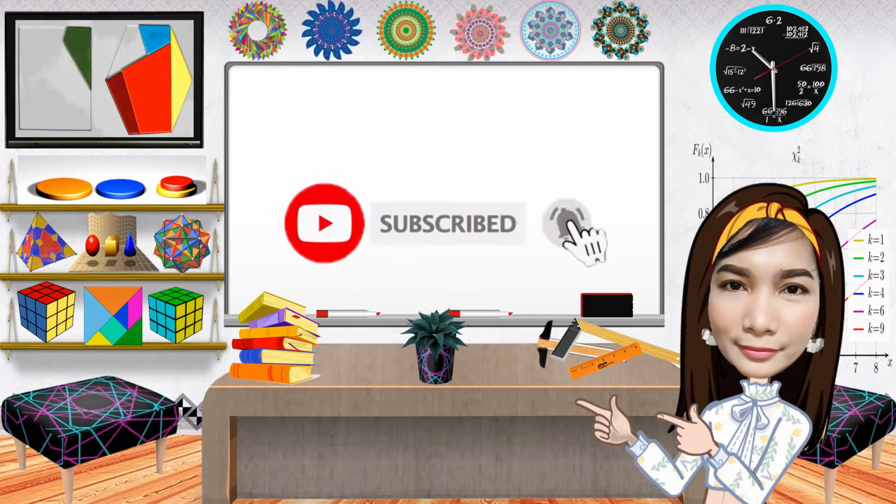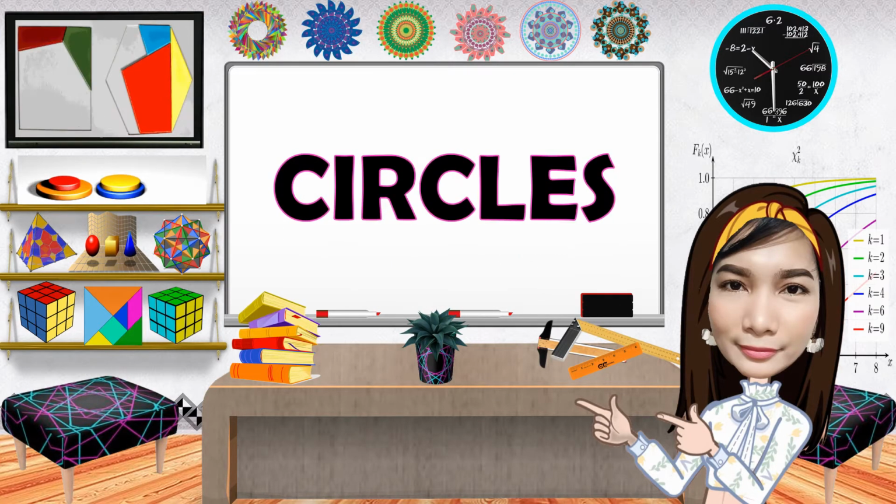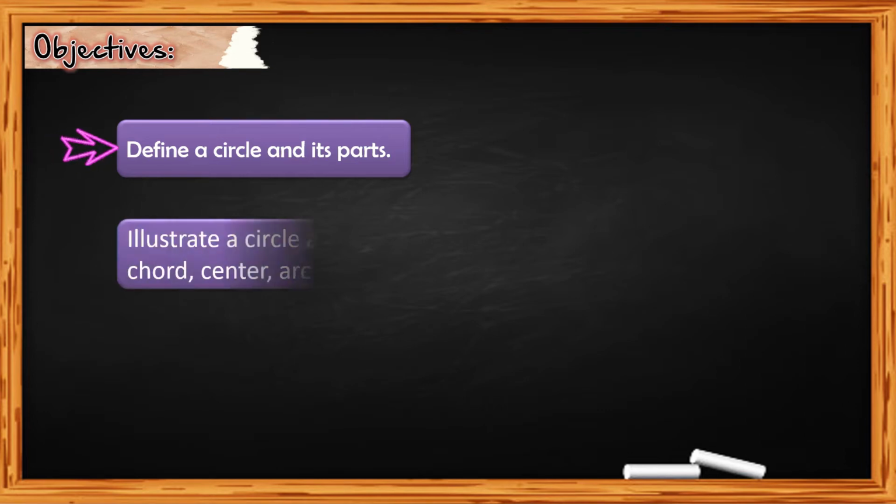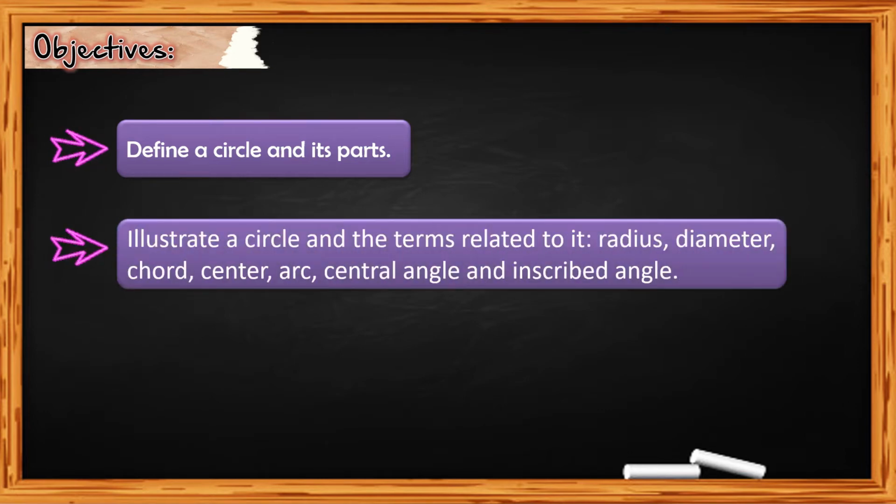In this lesson, you will learn about circles. At the end of this lesson, you are expected to first, define a circle and its parts. Second, illustrate a circle and the terms related to it, such as radius, diameter, chord, center, arc, central angle, and inscribed angle.